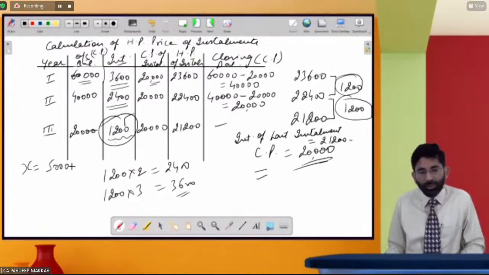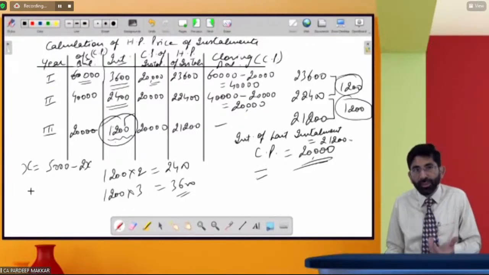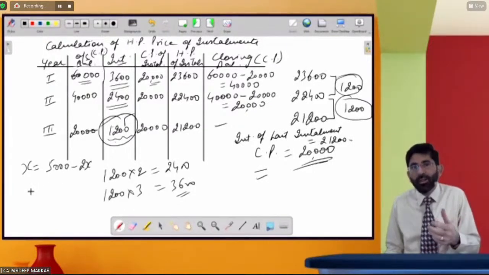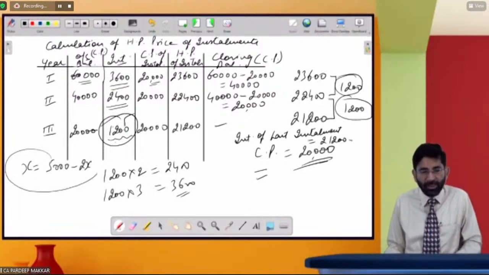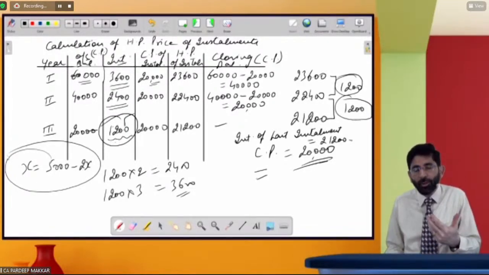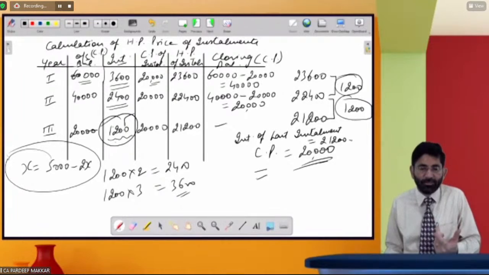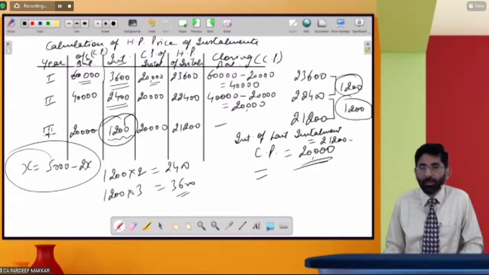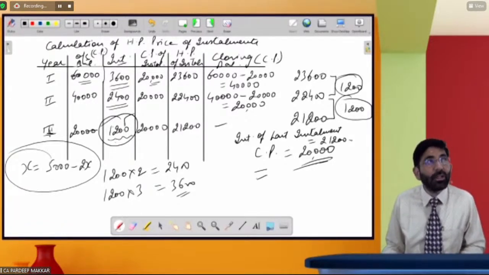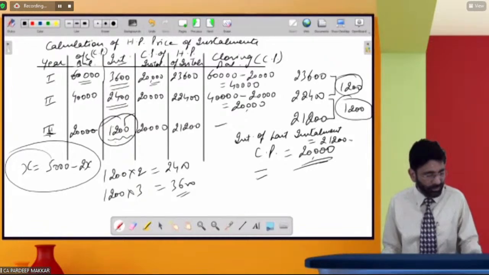So what we are doing: 5,000 minus 2x is equal to x. We are assuming something as x, y, a, b. So that is all mathematics. So in mathematics, how to get the missing information, that is the way we are using it. Accounting doesn't help us to calculate the missing information. Mathematics helps us to calculate the missing information. So we are just calculating the missing information in this case.